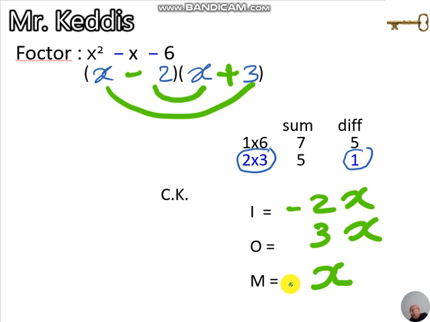But here it is negative. This is not correct. To make this negative, I need to switch the signs here. This became positive, and this one here became negative. It means the inner term is positive 2x, and the outer term became negative 3x. When I combine them, I get negative x. Now my answer is correct. The middle term is negative x.